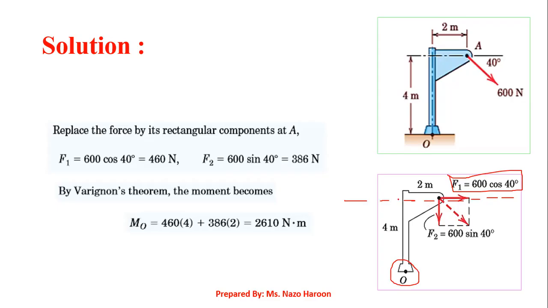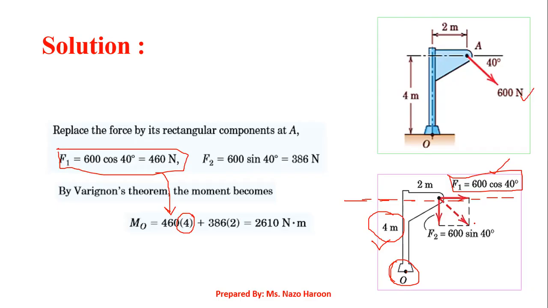So you may easily see that this is the line of action and this is the point about which you have to find the moment. This 4-meter distance is the vertical distance, which means in this particular case your moment arm is 4 meters. So you may write it as 600 cosine of 40, which has been calculated already, and this gives you 460 Newtons, right? You have to multiply 600 cosine of 40, or 460, with the moment arm, which is 4. This is the moment that has been generated by the x-axis component of the 600 Newton force.